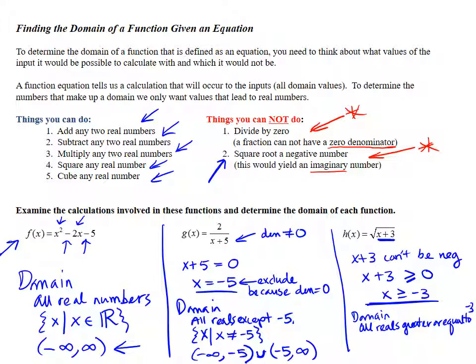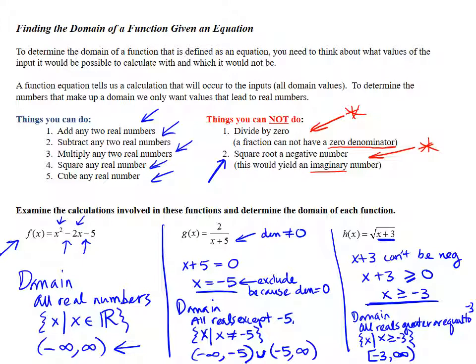Running out of room there, sorry about that. Or we could say the set of x such that x is greater or equal to -3. That would be set notation. If we wanted to show this in interval notation, we would say that x is at its lowest at -3. Because of the equals, we would include the -3 with a bracket, and we'd go up to infinity because it can be any higher number than that. So there's 3 ways we could write that domain out as well.